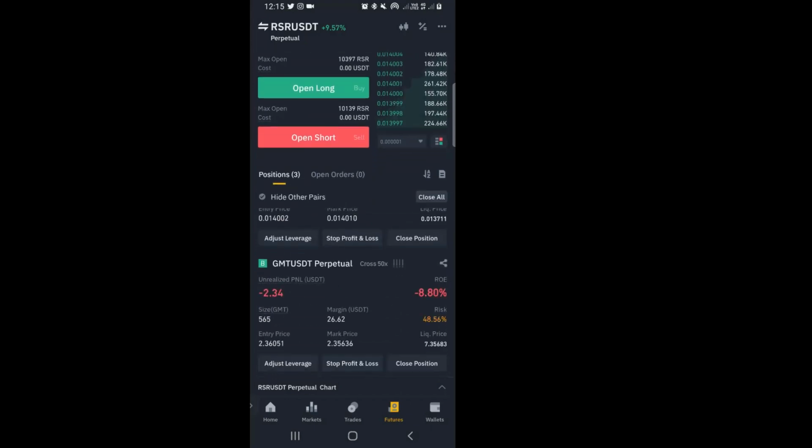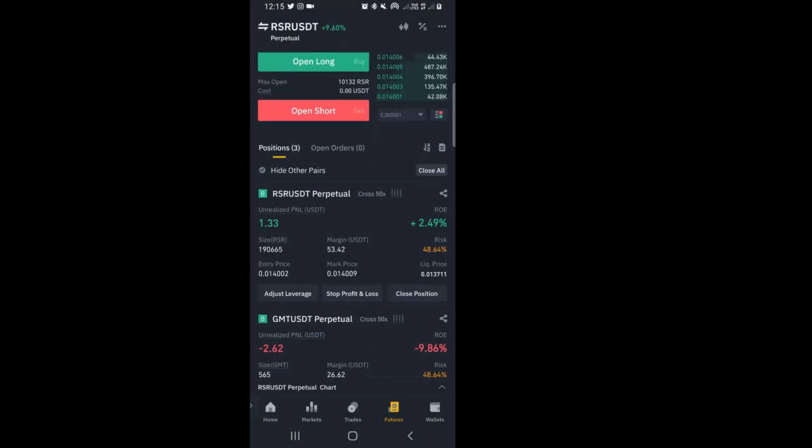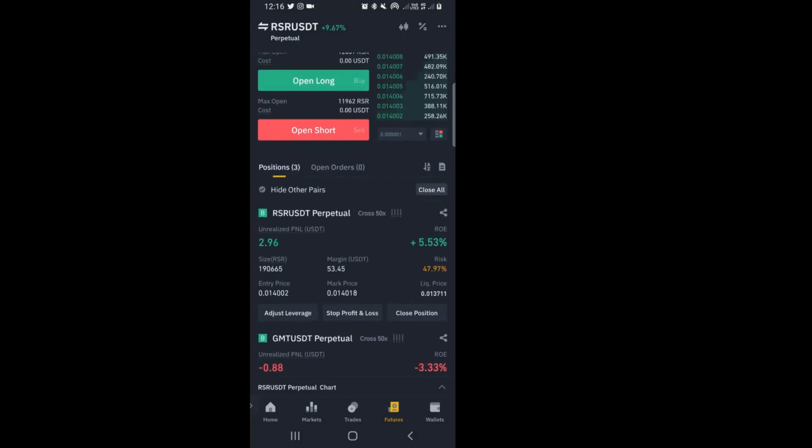Look at that coin now, RSR. I bought 190,000 pieces of this coin. Look at the small moves from 0.2 to 0.17. I'm already making 2.93. You can say 3.24, 3.4.